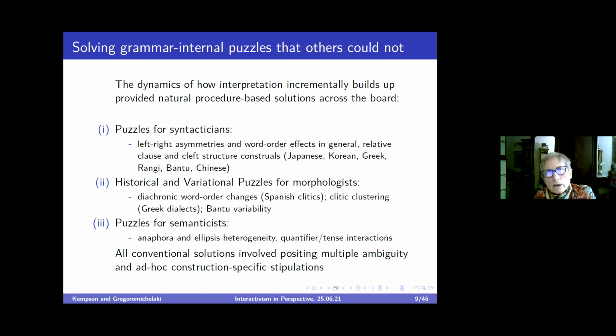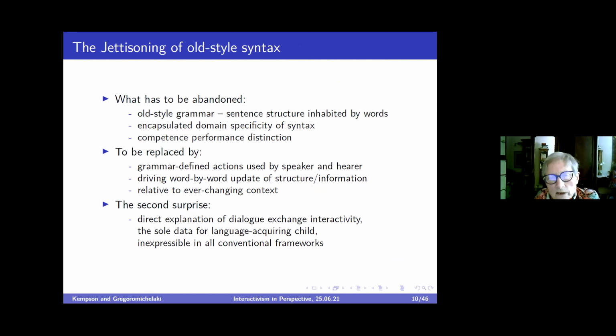So we took it that the old style syntax has to be jettisoned, just abandoned. So we're giving up the notion of grammar as a sentence structure inhabited by words. We're giving up an encapsulated, domain-specific syntax. And indeed, we're giving up the competence-performance distinction, because we're replacing those by grammar-defined actions used by speaker and hearer, of which these actions drive word-by-word update of structure and information, and it's always relative to an ever-changing context.